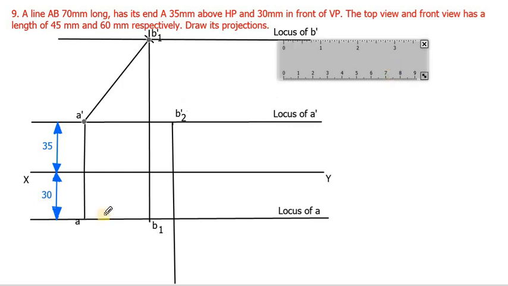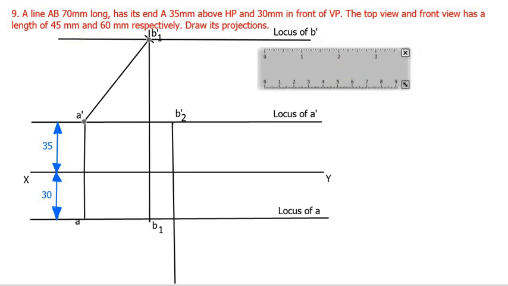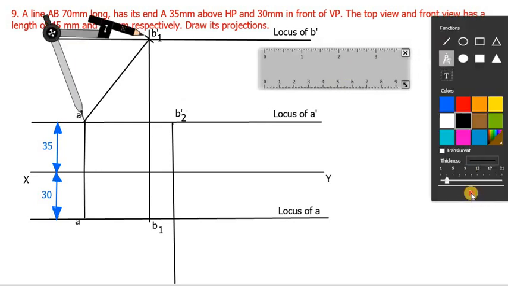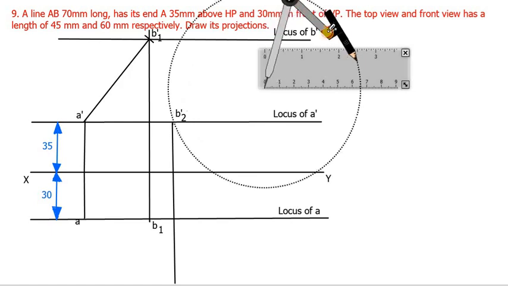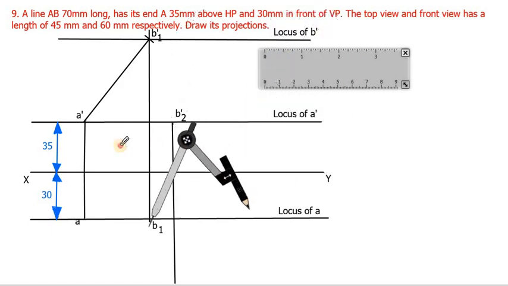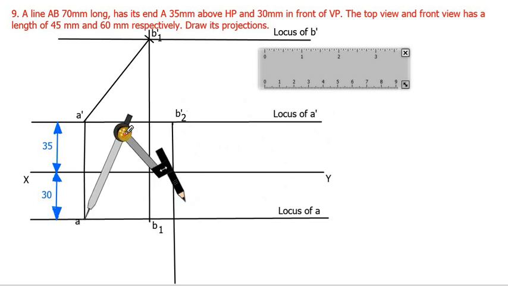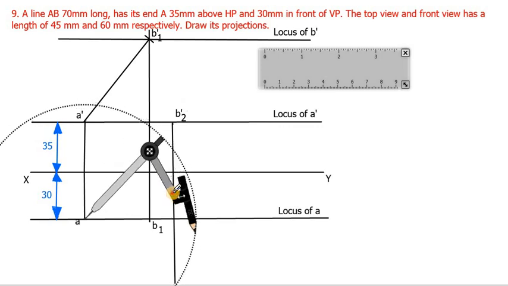Then we will draw the true length line which is inclined only to VP. So I am going to draw that line. The same true length, that is 70 mm, should be marked on the compass. So take the compass, measure 70. So same 70 I am marking. Release the compass with A as center. We need to draw an arc to cut this point.